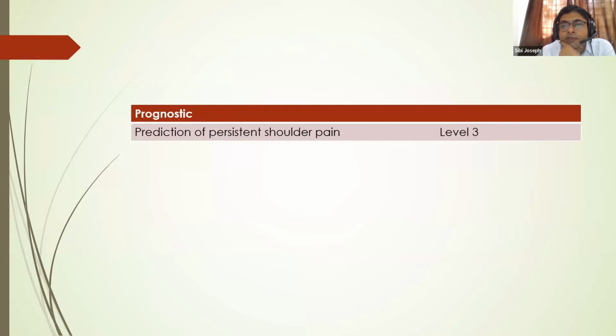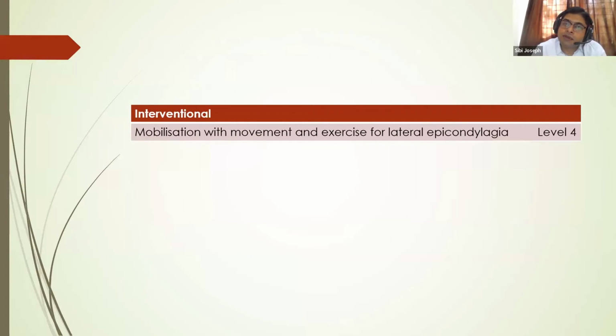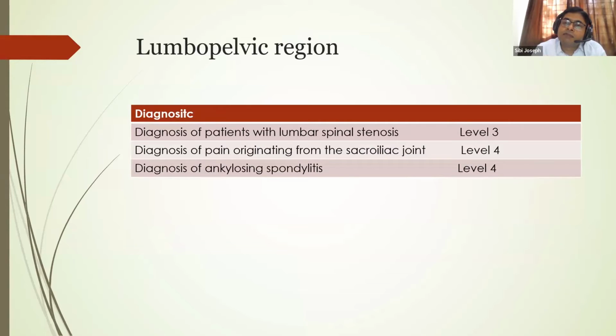Classification of osteoarthritis of the hand, level 3. Prediction of persistent shoulder pain. This is a prognostic CPR for upper limb pain. It's again a level 3 CPR. Interventional: mobilization with movement and exercise for lateral epicondylalgia, level 4. For the lumbar spine or lumbopelvic region, you have diagnosis of patients with lumbar spinal stenosis, level 3, diagnosis of pain originating from the sacroiliac joint, level 4, diagnosis of ankylosing spondylitis, level 4.